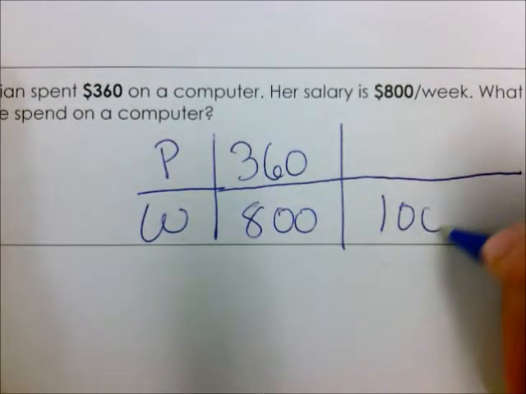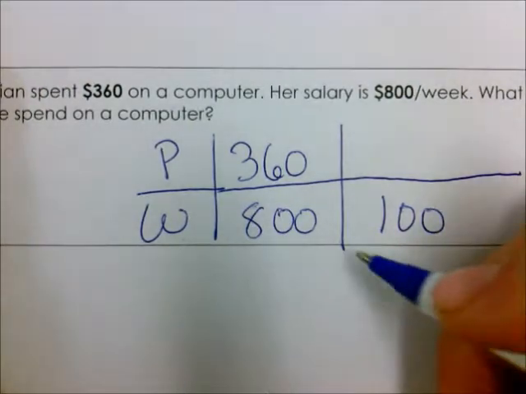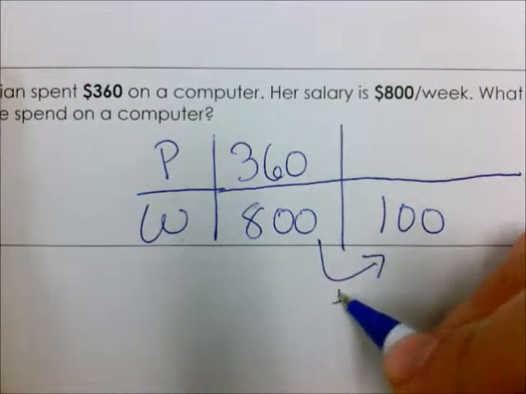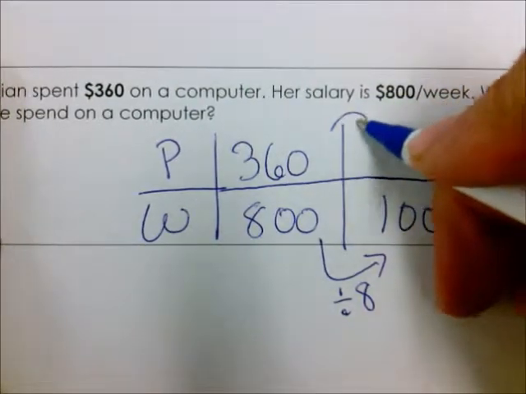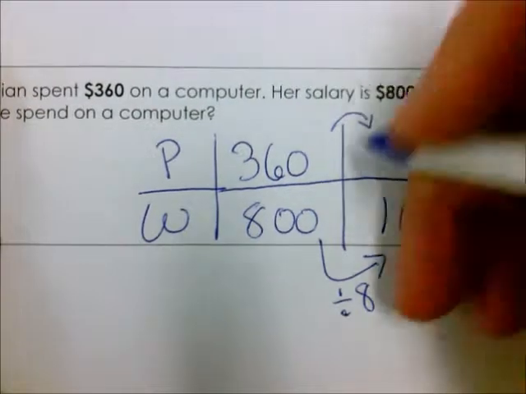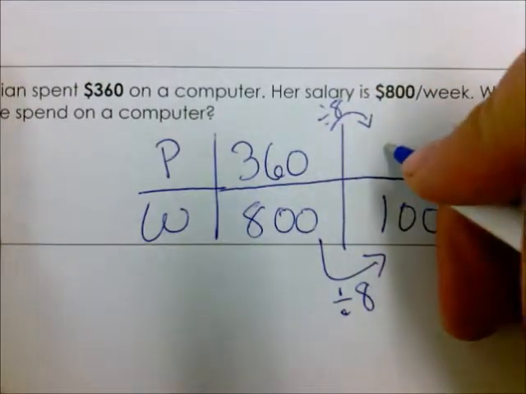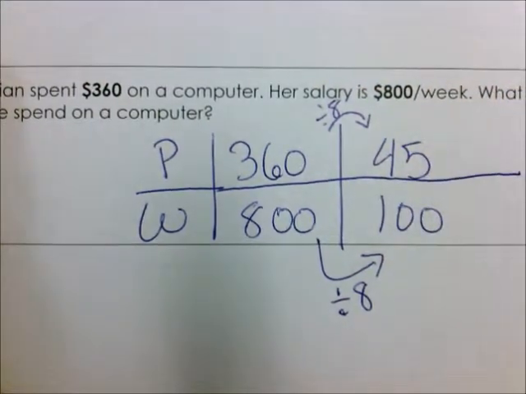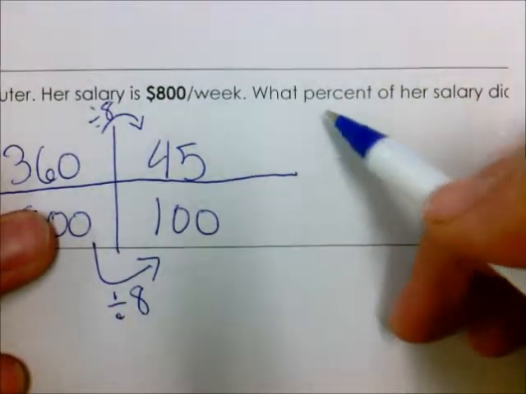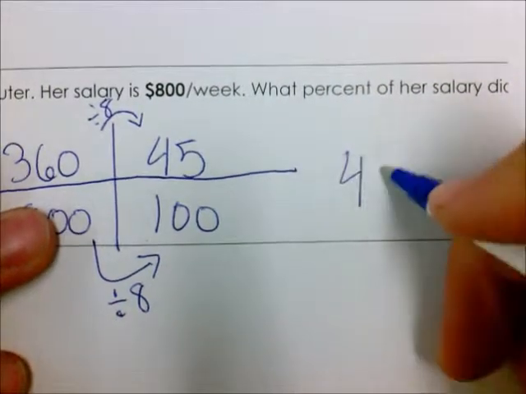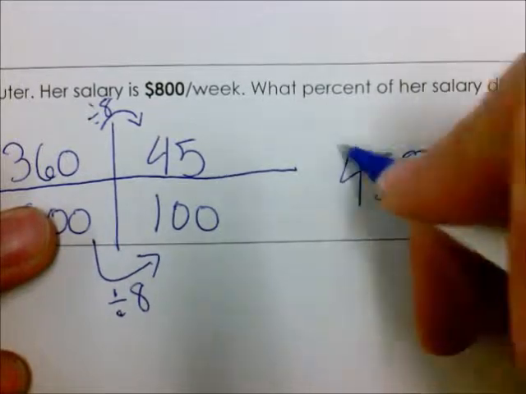I can actually go straight to 100 because 800 divided by 8 gives me 100. If I do that to the bottom, I have to divide by 8 on top, and I get 45. So once again, I cannot just leave my answer there, and it's actually going to be written with a percent. So it needs to be 45%.